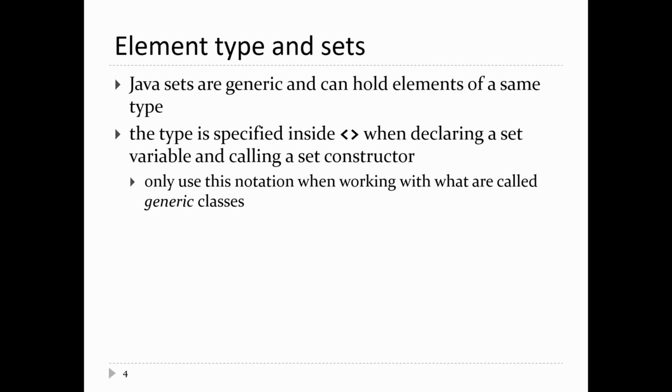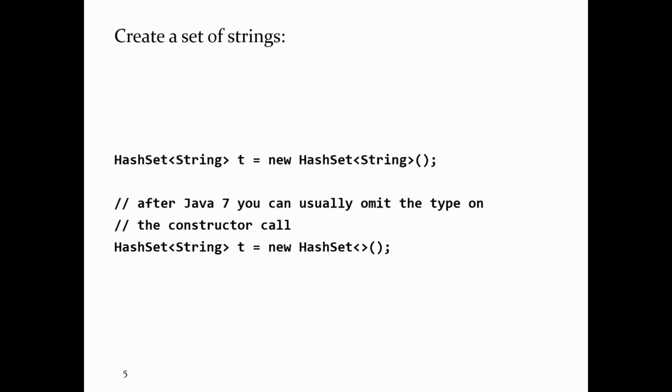Sets are similar to lists in Java in that they can hold elements of a single type. You can make a set of strings, a set of integers, a set of doubles, a set of points, I guess, if you wanted to. Just like with a list, when you use a set, you use the angled brackets and say what the element type is that the set contains.